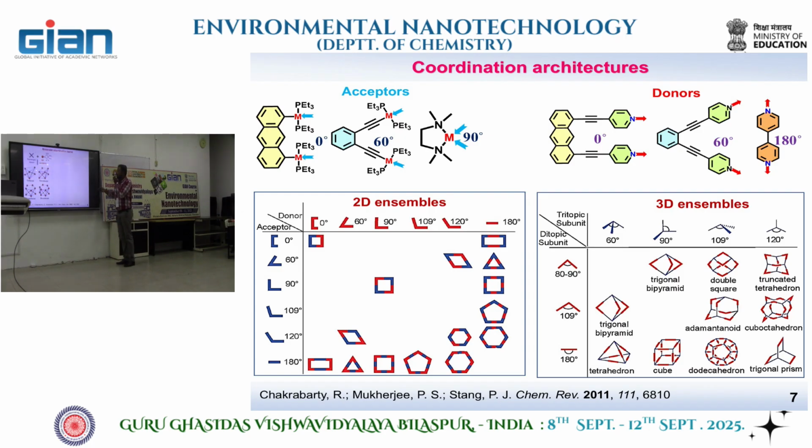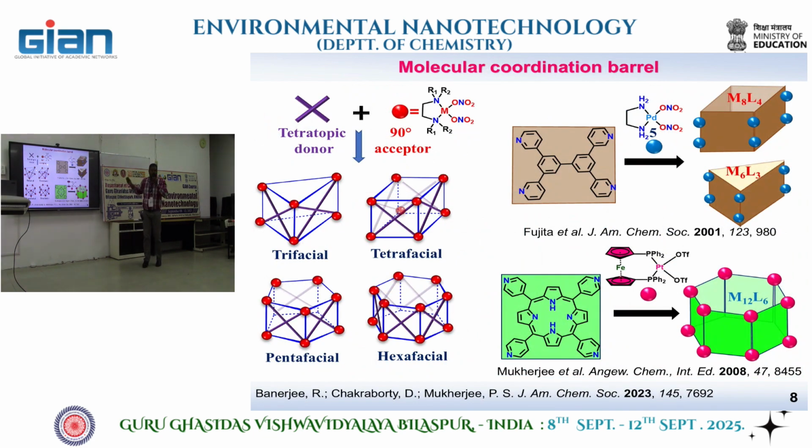Some examples: people have done this kind of ethylenediamine palladium nitrate acceptor, and this kind of tetrapyridyl ligand. So this molecule, when treated with ethylenediamine palladium nitrate, gives a barrel-like structure. Barrel means all four faces are composed by this ligand molecule, and the vertices contain the metal atoms. And it forms in 100% yield sometimes.